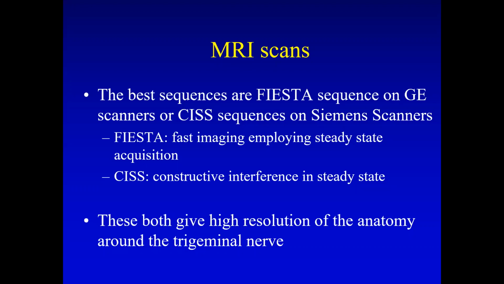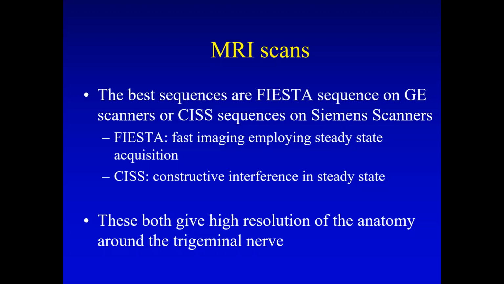The best sequence, if you're talking about a General Electric or GE MRI scanner, is called the Fiesta sequence. Fiesta stands for Fast Imaging Employing Steady State Acquisition. The name is not really important, but the term Fiesta should be kept in mind. If your MRI scan is being done on a Siemens scanner, Siemens being another large company like General Electric, it's called the CISS sequence, or Constructive Interference in Steady State. So a CISS sequence on a Siemens scanner.